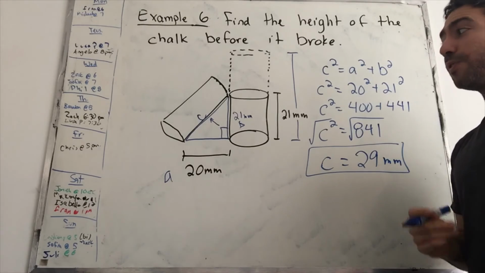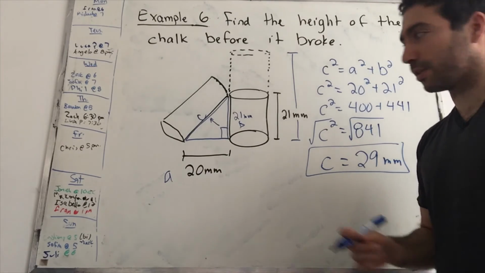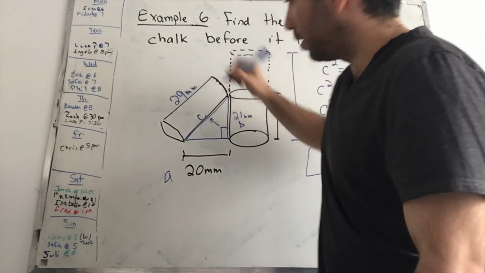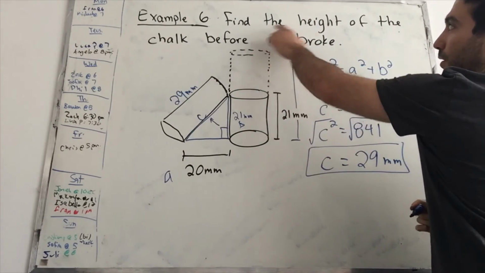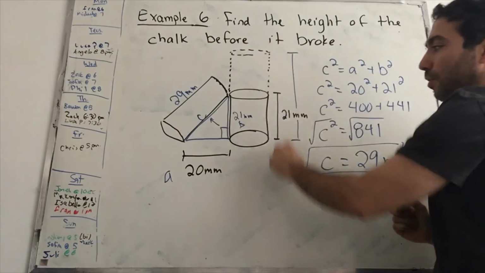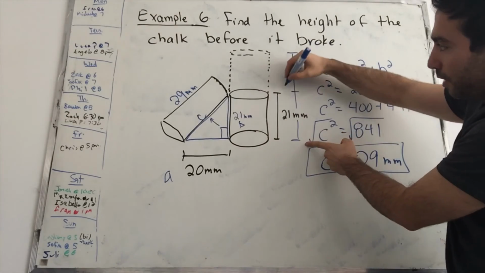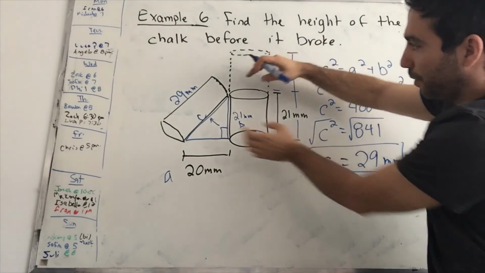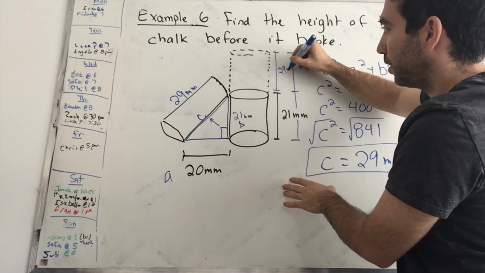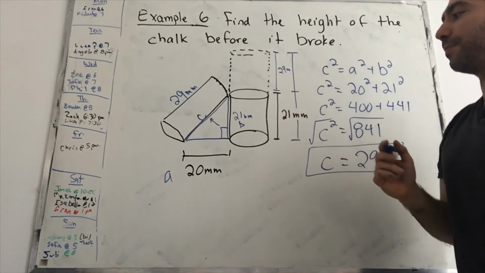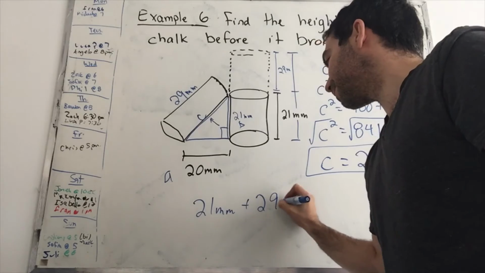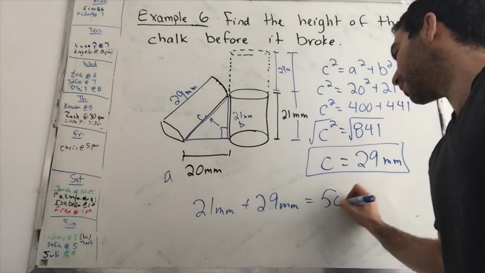Okay. So if you stop there, it's too soon. You're not going to get full marks on the test because you got, this is 29 millimeters. But the question's asking for the height before the chalk broke. So if we put this piece back on top, how tall is the whole thing going to be? Well, if this is 21, and this piece over here, if we pick it back up and put it on top, gives us 29. We have to add 21 plus 29. So 21 millimeters plus 29 millimeters gives us 50 millimeters.